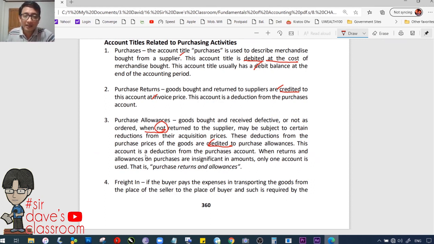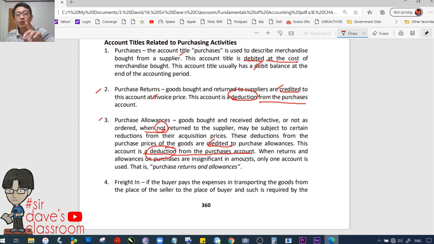This account is a deduction from the purchases account. So tulad sa number 2 kanina, makikita mo is a deduction also from the purchases account. So 2 and 3 are deductions sa number 1. Okay? Deduction din yung 3. When returns and allowances on purchases are insignificant, pwede mo daw pagsamahin yung 2 at saka yung 3 in one account title. Purchase, returns, and allowances.